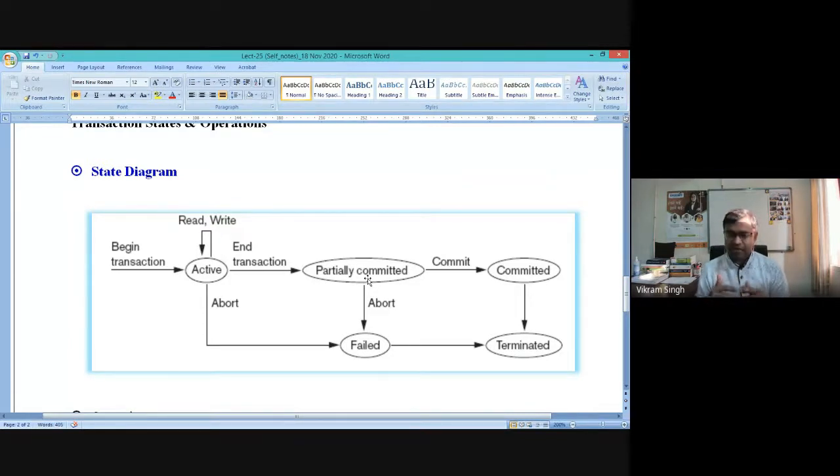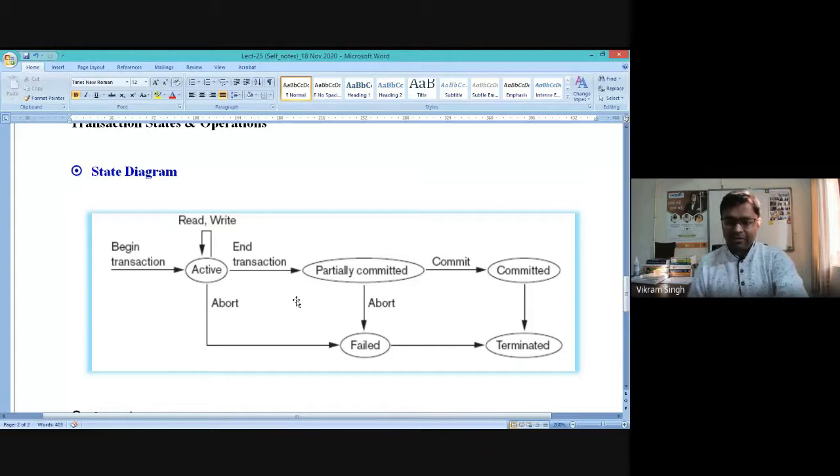the system-saved partial values have been lost, this saved value has been destroyed, then the DBMS will take care of this failure, and it will declare that the transaction which we initiated, and which we assumed was in the partially committed state, will be aborted immediately, and it will be considered a failed transaction, and then eventually after the failed state, it will go to the terminated stage, right?